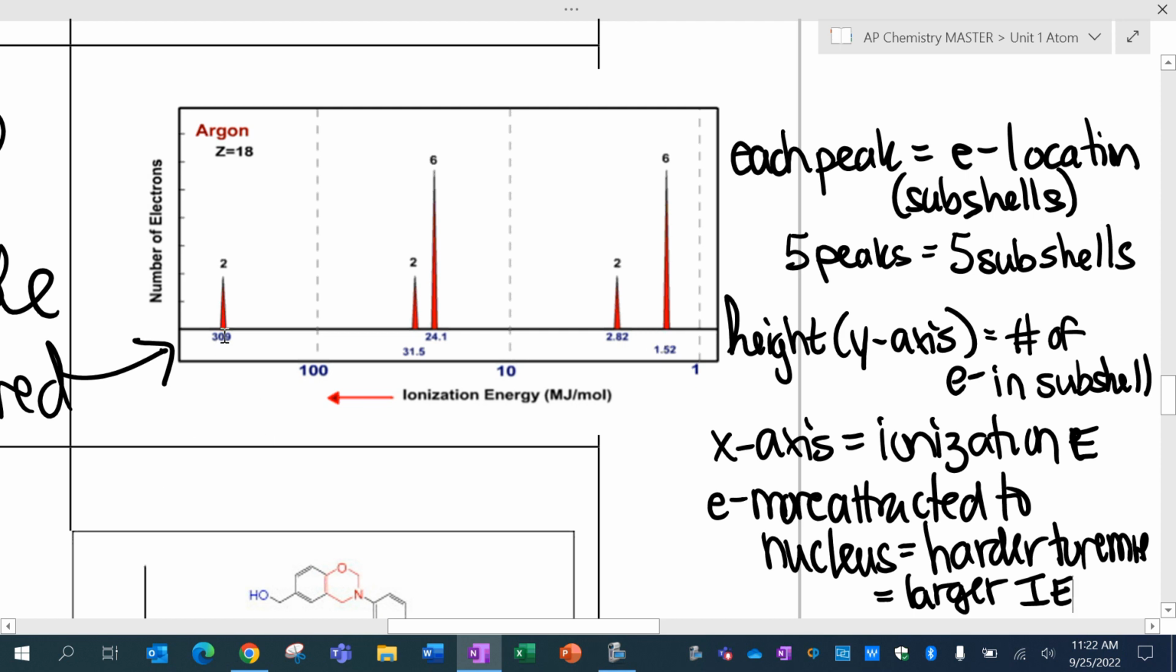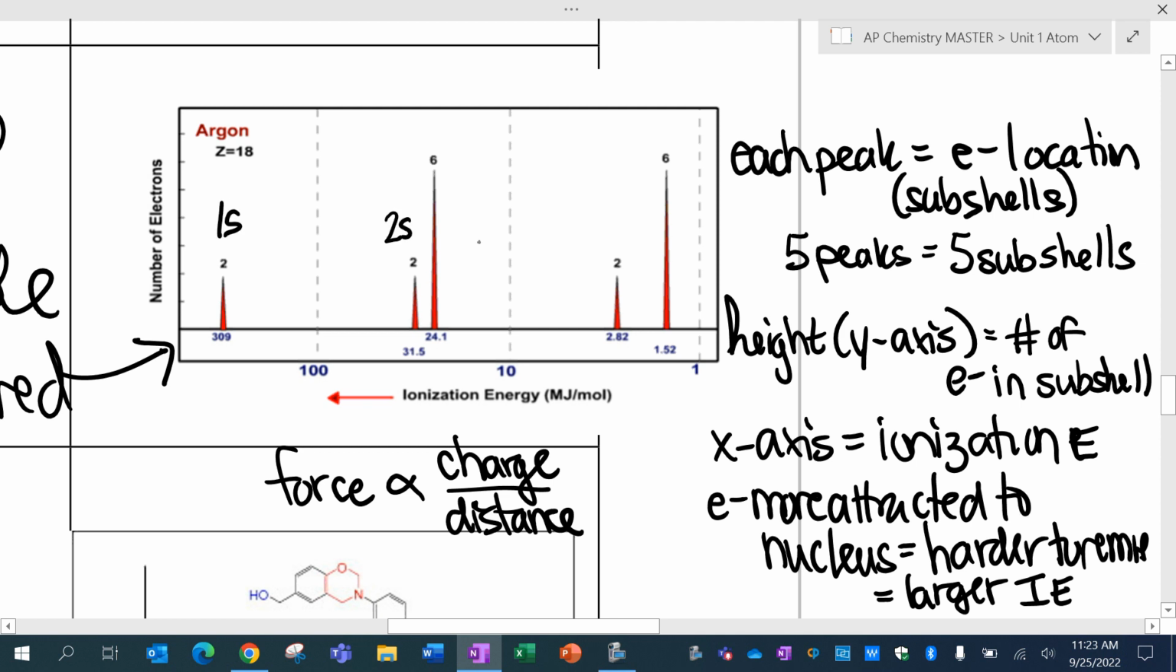And we talked about Coulomb's law, which tells us that the attractive force between two particles is proportional to the charge divided by the distance. So what that means is that distance and the attractive force are inversely related. So the closer they are, the smaller this number, the greater the attractive force. So these ones over here that are most attracted must be closest to the nucleus. So that means this peak corresponds to the 1s. This next peak must be the next furthest out. That's the 2s. And then this is the 2p.